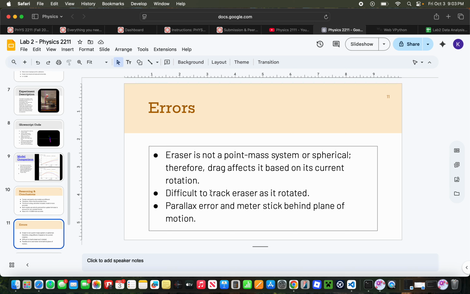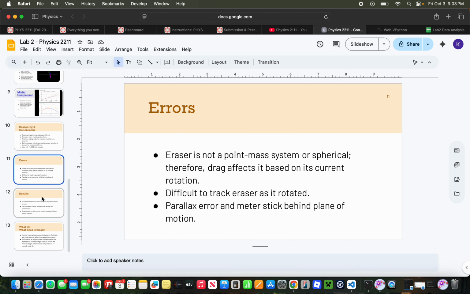So some errors: of course, the eraser is not a point mass or spherical, so drag affects it based on its current rotation. And it's difficult to track the eraser as it rotated because it's hard to keep a central point. And then the parallax error, because we're not exactly lined up with the table and the meter stick is somewhat behind the object, so it's not in the same plane of motion, which could affect how we represent a meter.